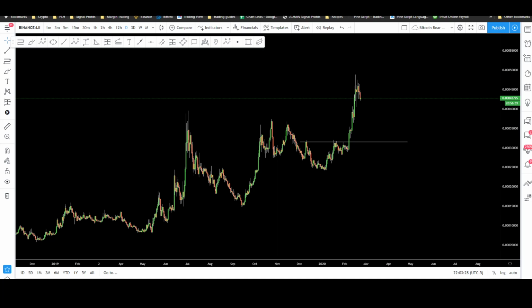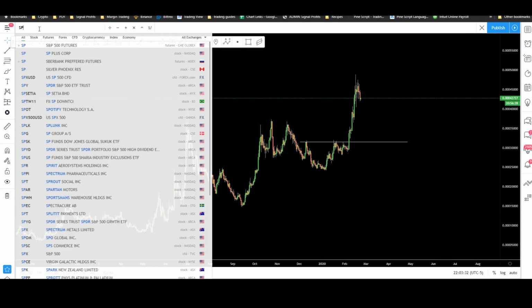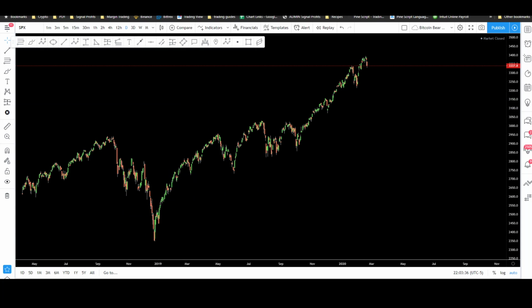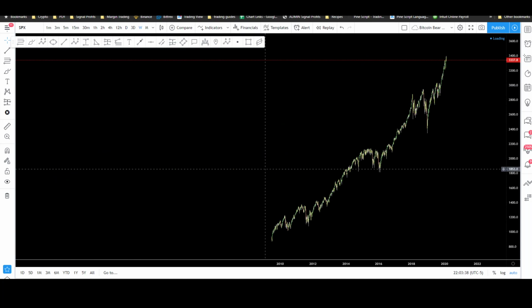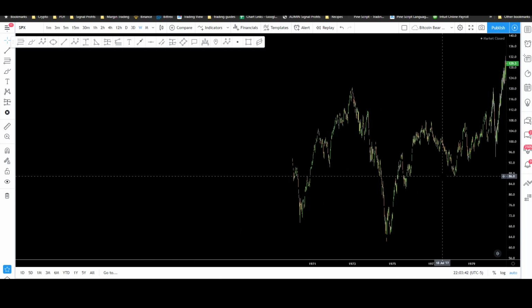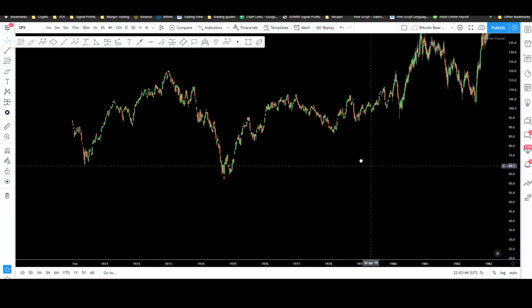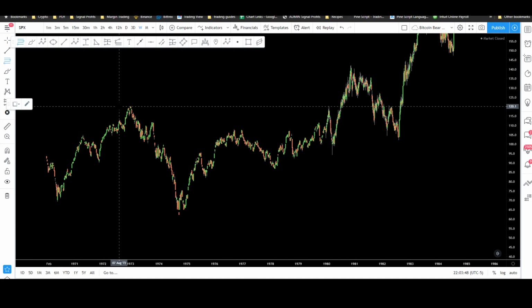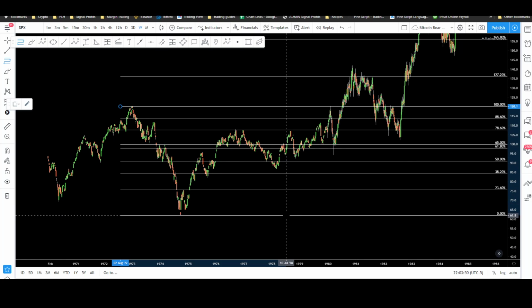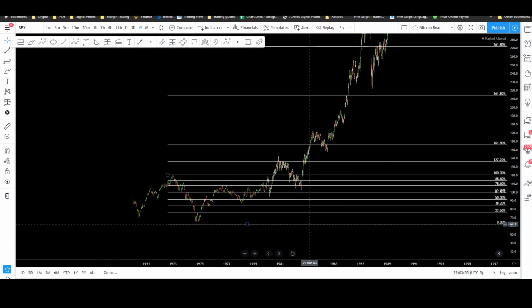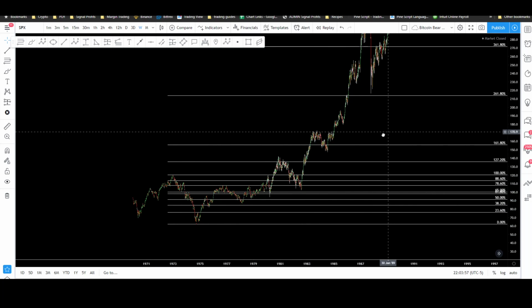All right, so let's do the S&P 500. Yeah, so this is a good one. Let me show you the weekly chart. Okay, so remember this Canfield Fibonacci extension. What we want to do is find the very first impulse, and we want to go swing high to swing low, and then we want to see how this reacted.